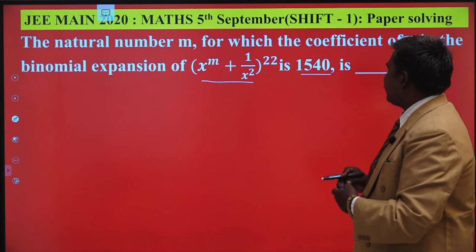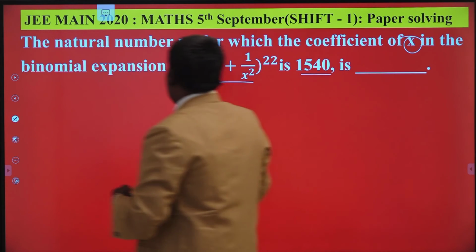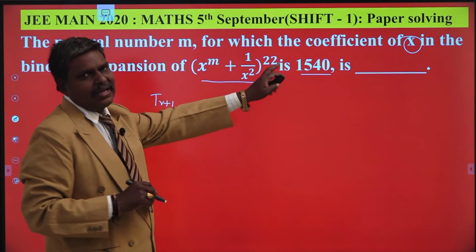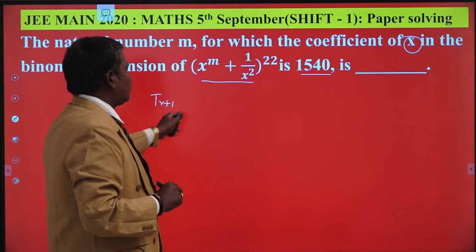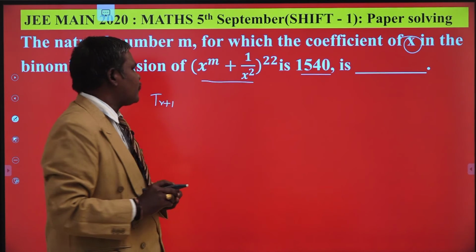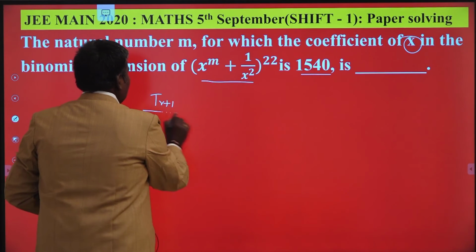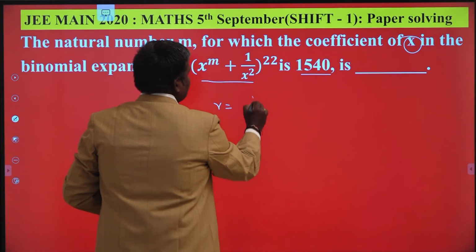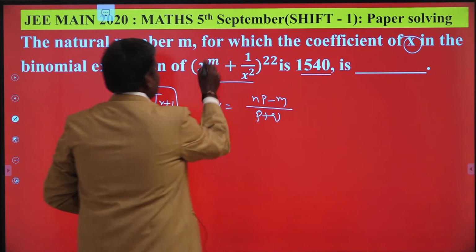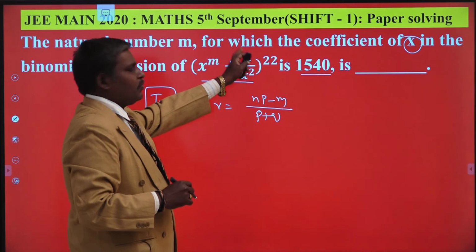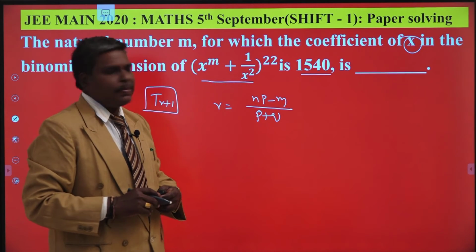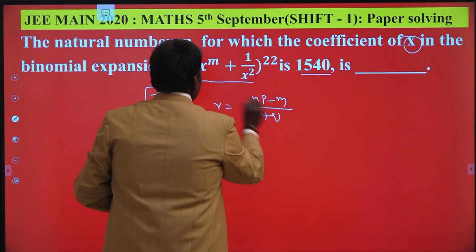So to get the coefficient of x, can I write the r value or not? Suppose T(r+1) is the term in this expansion having x. So the T(r+1)th term contains x. Its coefficient is 1540. To get the T(r+1), what is the value of r? r is equal to (np minus m) by (p plus q). All of you know this formula. This is of the form (a x power p plus b by x power q) whole to the power of n. The value of r is obtained by (np minus m) by (p plus q). What is n here? 22. p is m.